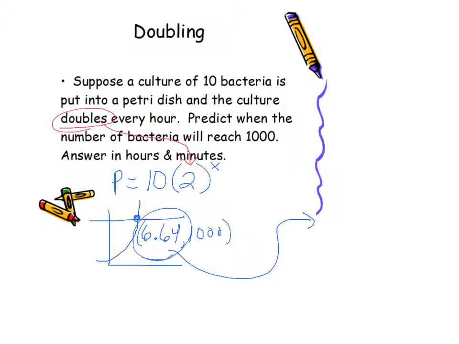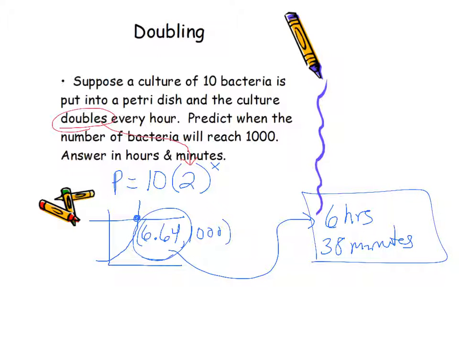And this is not going to be that big of a deal as far as rounding. If you're just going to take 0.64 and multiply it by 60, I have a 38.4. If you want to get crazy, you can go into seconds if you want. I'm just going to be happy with my 6 hours and 38 minutes. And there's your answer.